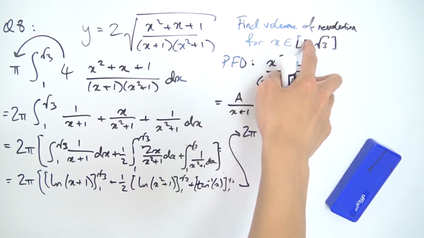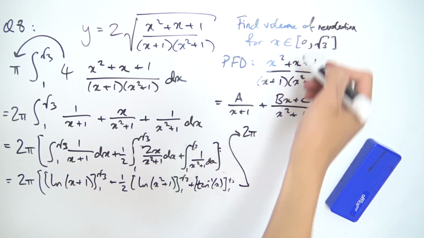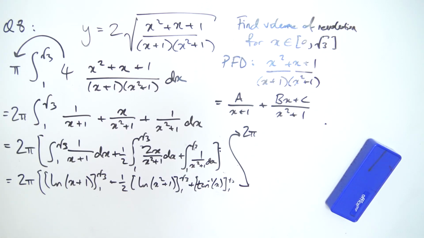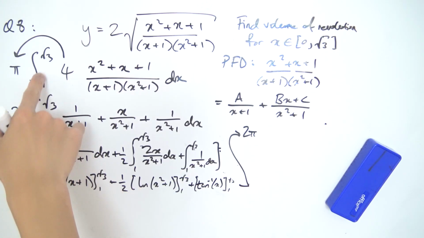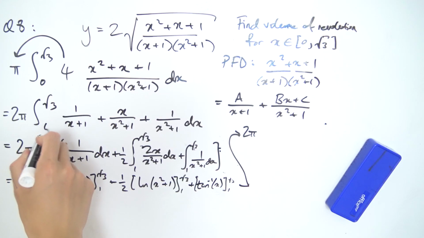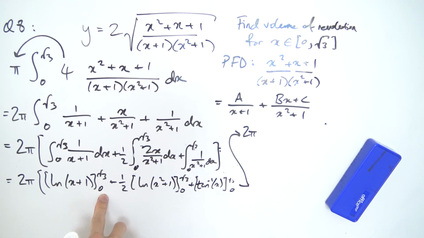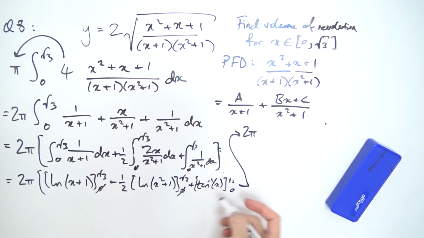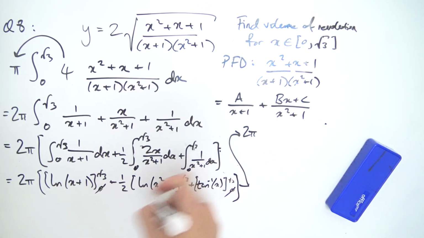So I actually got this interval wrong, I believe it's supposed to be from 0 to root 3, not 1 to root 3, so all these bounds should have been changed. Notice if you plug 0 into here, we get natural log of 1, which is 0, so that is irrelevant. Same thing over here, if we plug 0 into x squared plus 1, we get natural log of 1, which is 0, so that's irrelevant. And if you plug 0 into arctangent, you also get 0, which we can ignore. So now we're left with 2 pi.